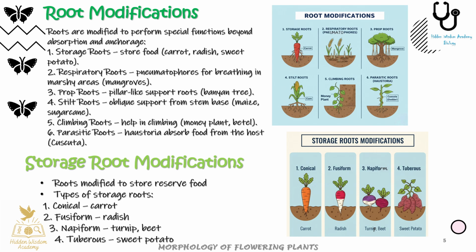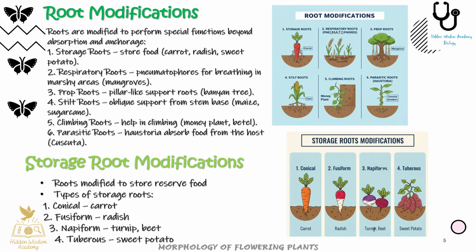Let's talk about root modifications. Besides their usual functions, roots can be modified for special roles. Storage roots like carrot, radish, and sweet potato store food. Respiratory roots in mangroves help in breathing. Prop roots in banyan trees act like pillars for support. Stilt roots in maize and sugarcane give extra support. Climbing roots in money plant and betel help the plant climb. Parasitic roots in cuscuta absorb food from the host plant.